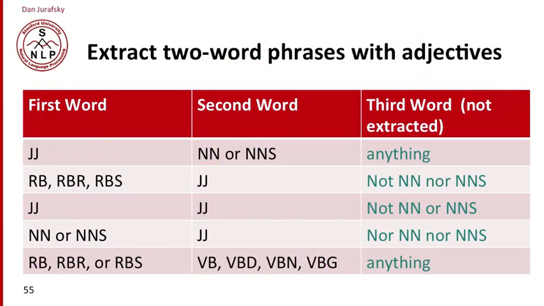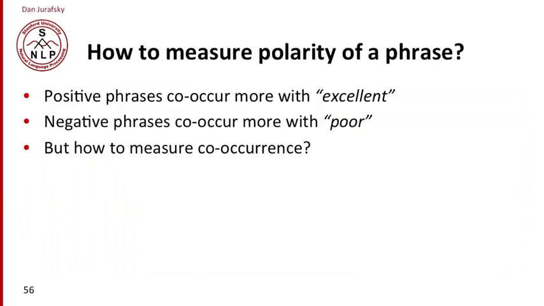Our goal is, for each of those phrases we've extracted, to measure its polarity. So how positive or negative is a particular phrase? The intuition of the Turney algorithm, just like the Hatzivassiloglou and McKeown algorithm, is to think about co-occurrence. A phrase is positive if it co-occurs a lot nearby, let's say on the web or some large corpus, with the word excellent. A negative phrase is likely to co-occur more often with a word like poor. So how are we going to measure this co-occurrence?